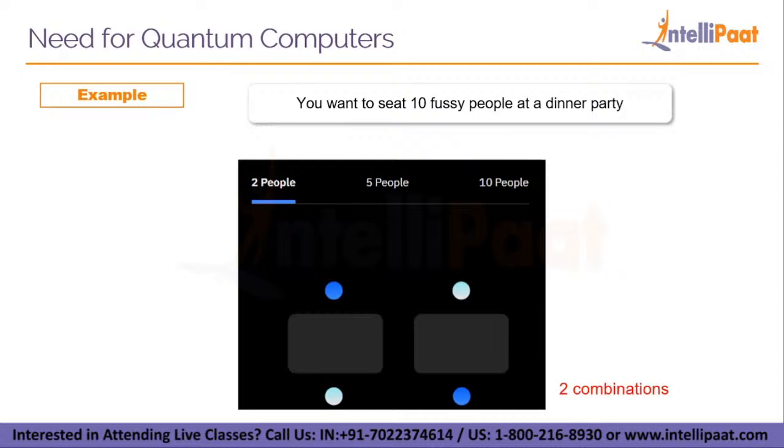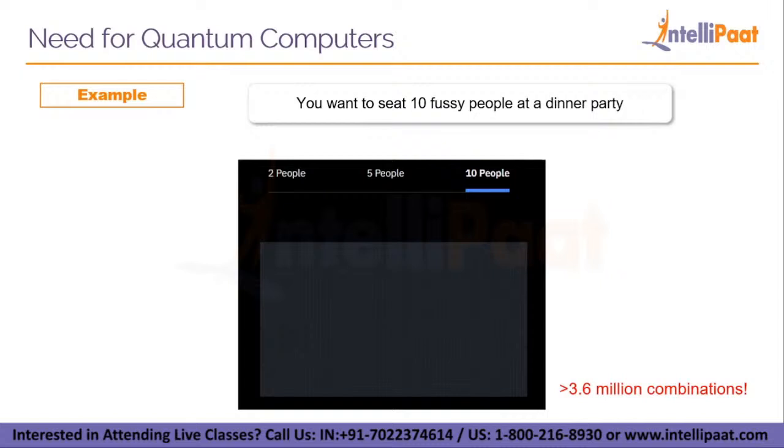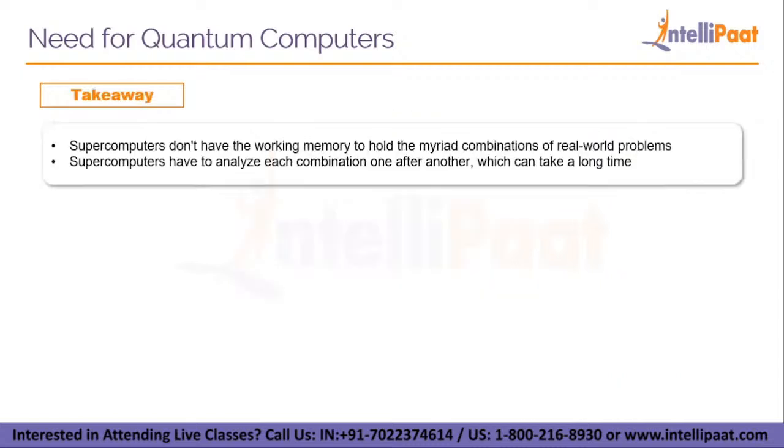So, if you want to seat two people, it is two combinations. And similarly, if you want to seat 5 people, we have 120 combinations. And for 10 people, the number of combinations is more than 3.6 million. So let us see what takeaway we have from this example.